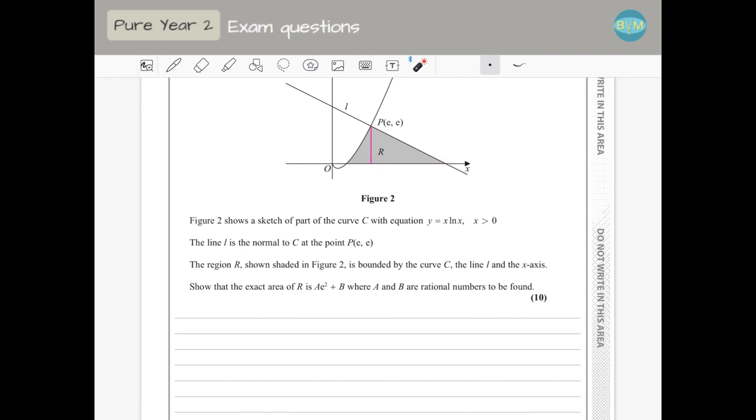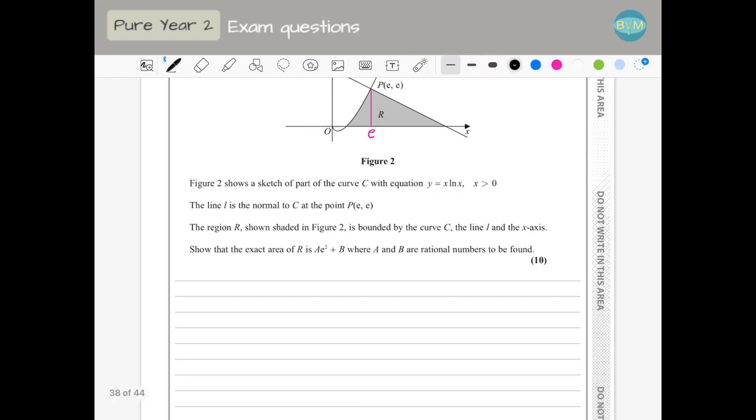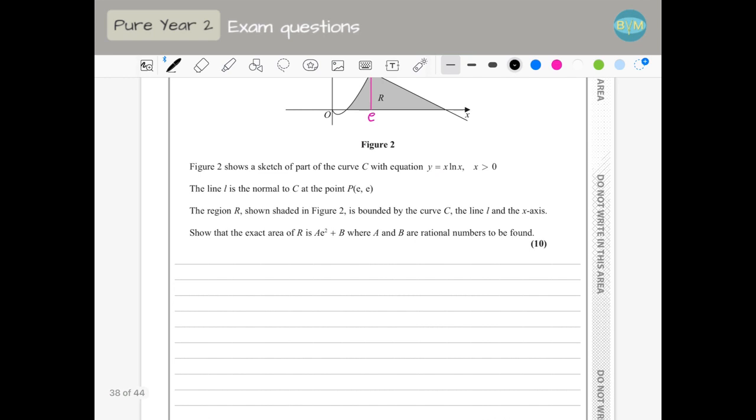To do that, we need to find the coordinates of these 3 points. This one is the x-coordinate of P, so this point is e. But we need to find the other two. To find this one, it is the point where my curve cuts the x-axis. So if I go to my curve, I just have to make y equal to 0, and I will find the coordinates of that point. Let's call, for example, this point A and this point B.